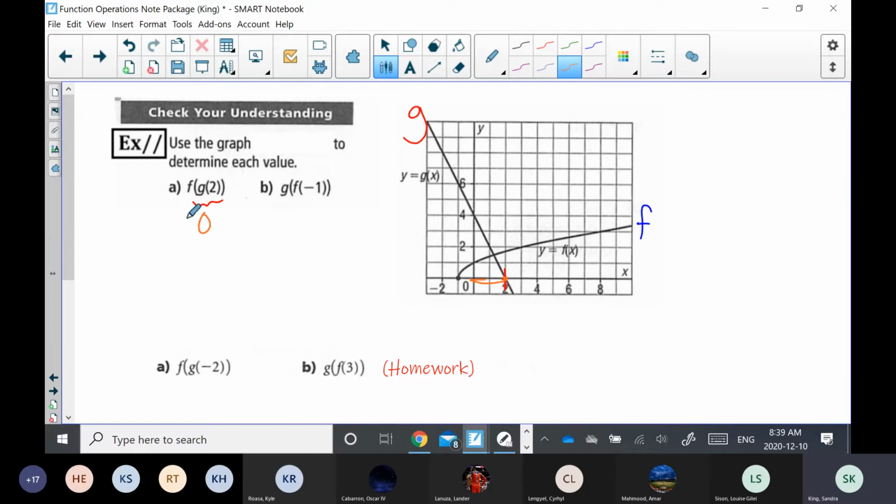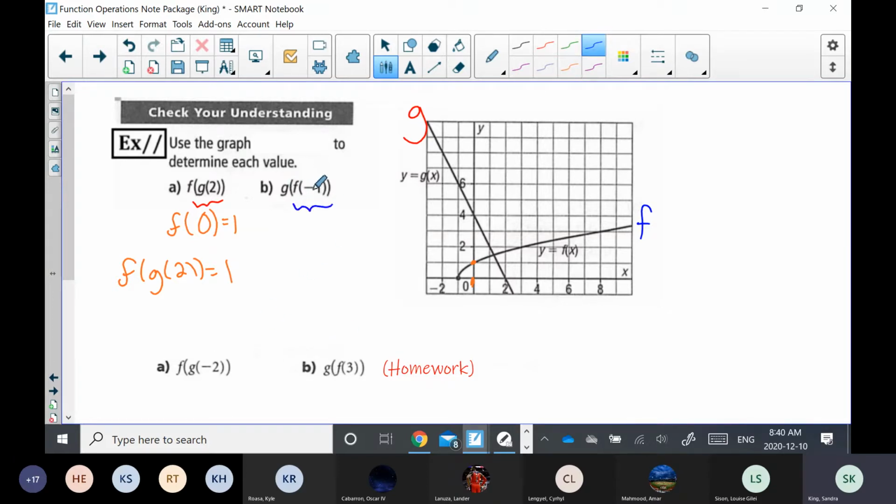Now what I need to do is input that into my f function, and find f of 0. So when x is 0, which is right here, go up to your f graph. What's the y value on your f graph when x is 0? That y value is 1. So f of g of 2 is 1. I'll do the next one, and then you guys will do these two.